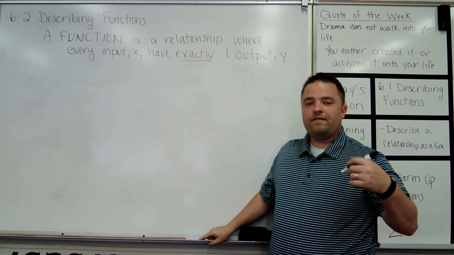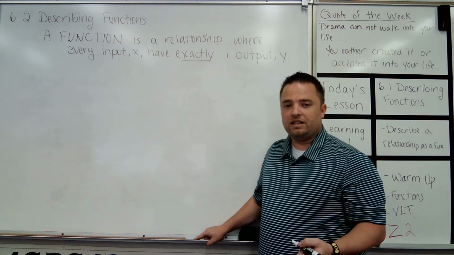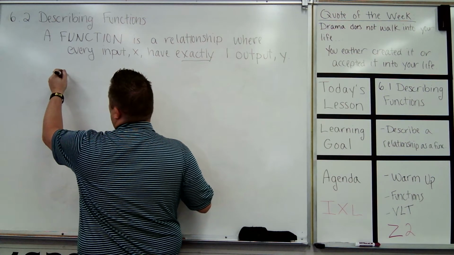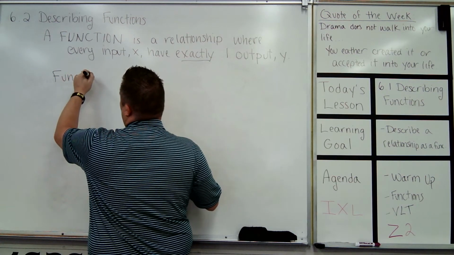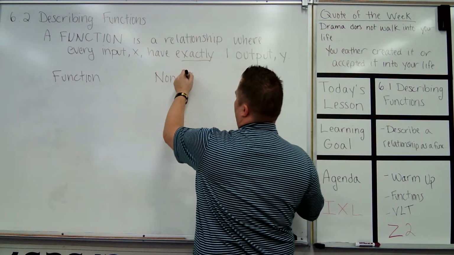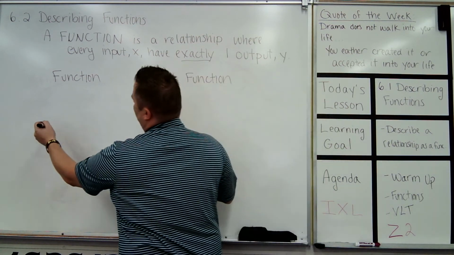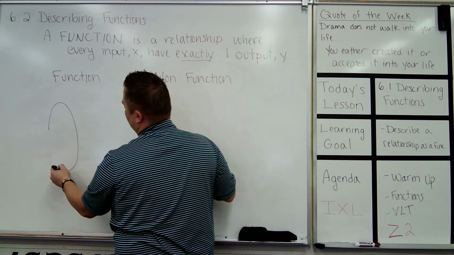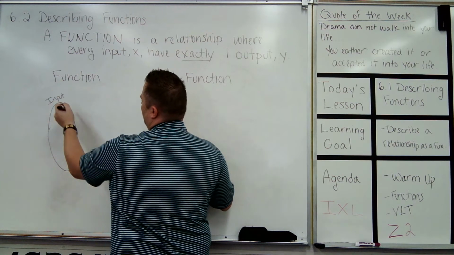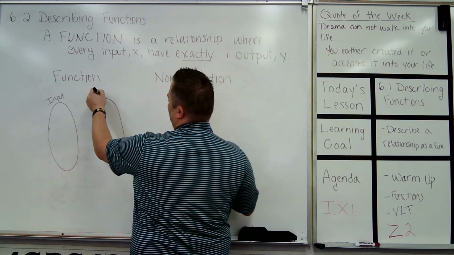And we used Venn diagrams to describe this. So just to recap what we did yesterday, we had a Venn diagram of a function. And we had a Venn diagram of non-functions, right? Not a function. And the Venn diagram was basically a way of saying, okay, here's a list of numbers, and we'll call these inputs. And then we have a list of numbers, and we'll call these outputs.